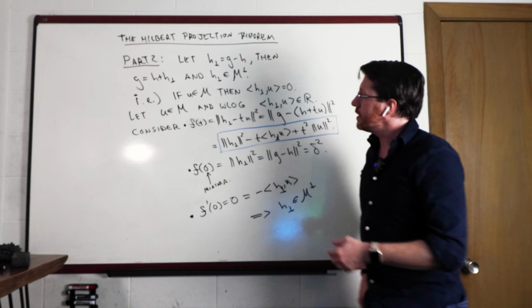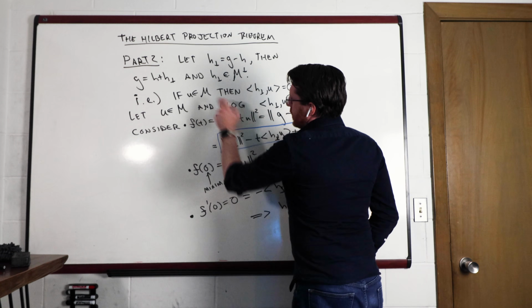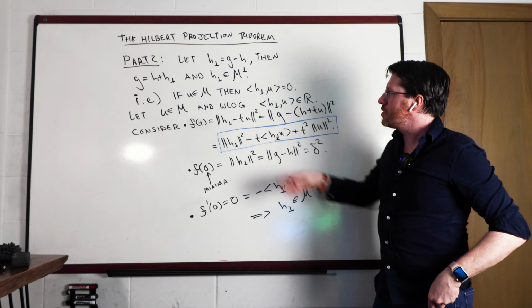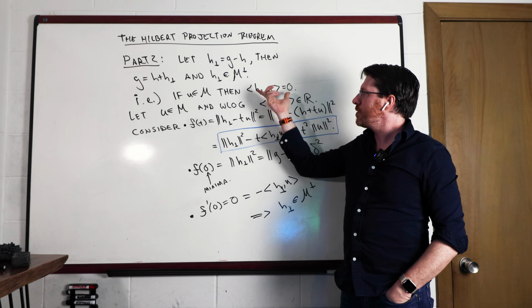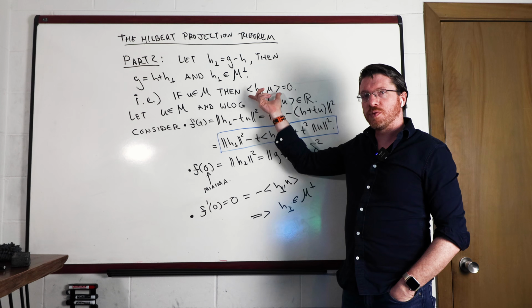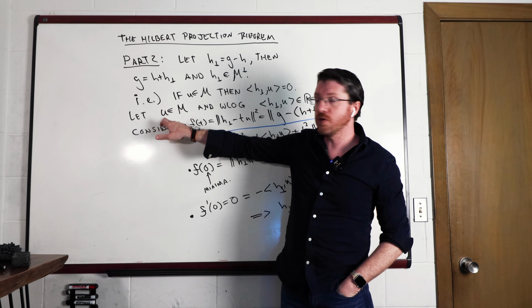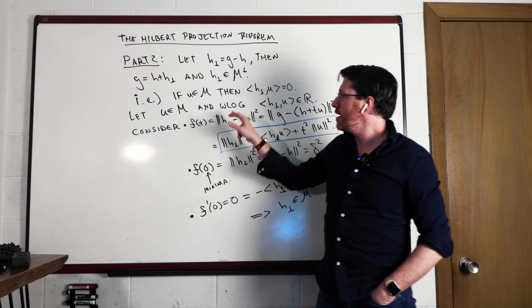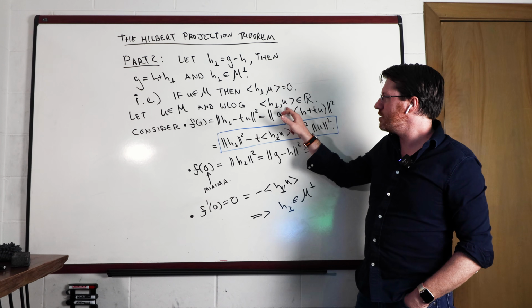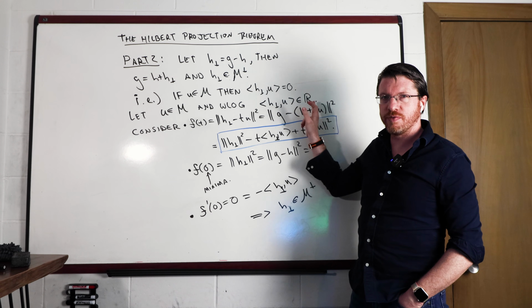All right, so basically what we're going to do is start with taking u inside of M, and we're going to show that the inner product of H perp with u is equal to 0. What we're going to do then is let u be an arbitrary element of M. And without loss of generality, we're just going to assume that the inner product is inside of R.